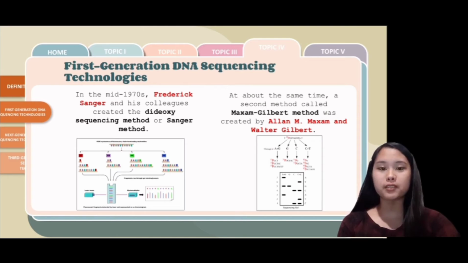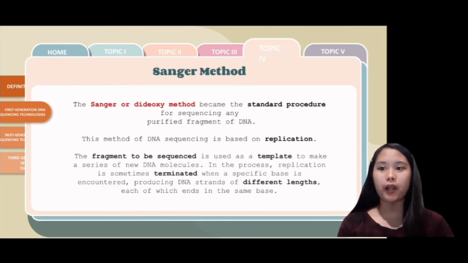Picture below shows the process of Sanger sequencing, which we will tackle in detail later. And at about the same time, a second method called the Maxam-Gilbert method was created by Alan M. Maxam and Walter Gilbert. So after Frederick Sanger created the Sanger method, it quickly became the standard procedure for sequencing any purified fragment of DNA.